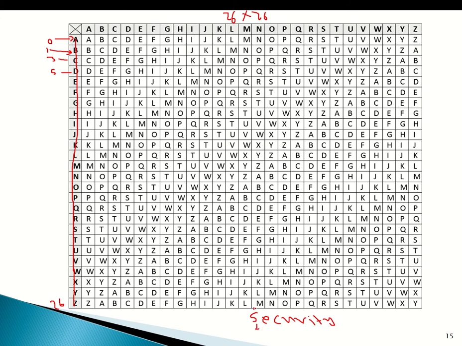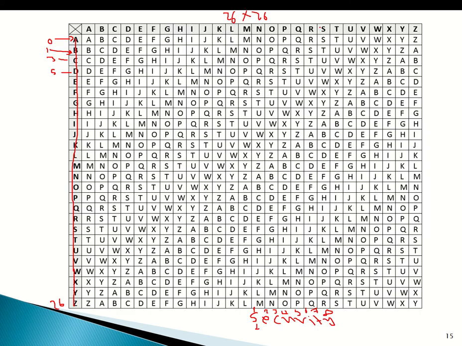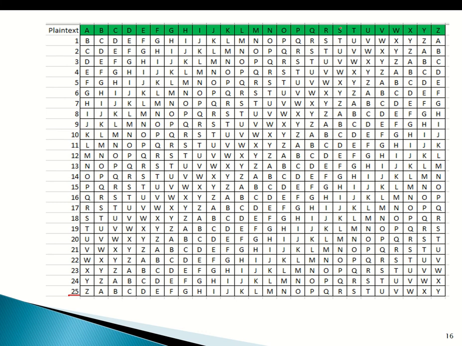So first letter, second letter, third letter, fourth letter, fifth letter, 6, 7, and Y is 8. The order of the letter means the number of the shift. So S is letter number 1. We take it from row shift number 1. Where is S? This is S. So S will be taken from the shift 1. Where is shift number 1? This is shift number 1.